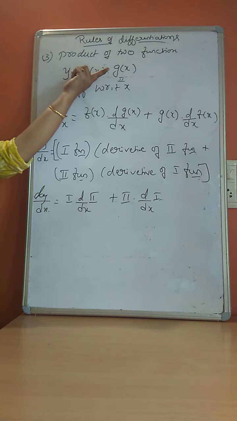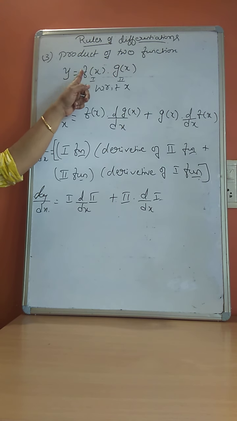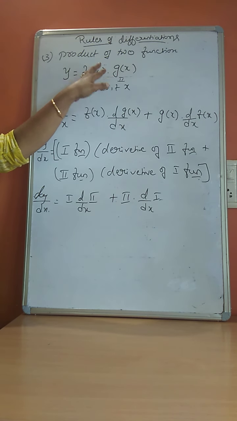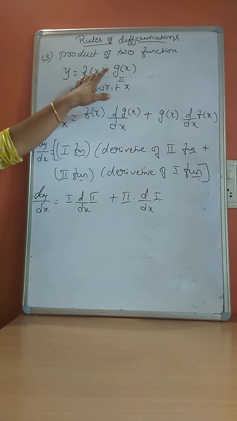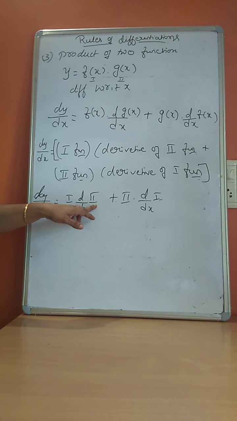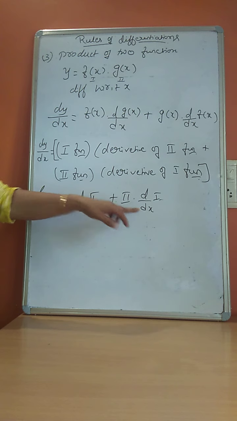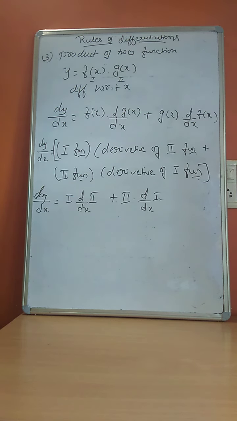Suppose two functions are there, that is y is equal to f of x and g of x. How to differentiate this function? This function is differentiated like this. Dy by dx is equal to first function into differentiation of second function plus second function into differentiation of first function.